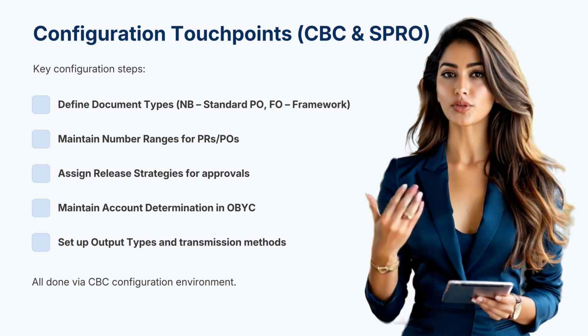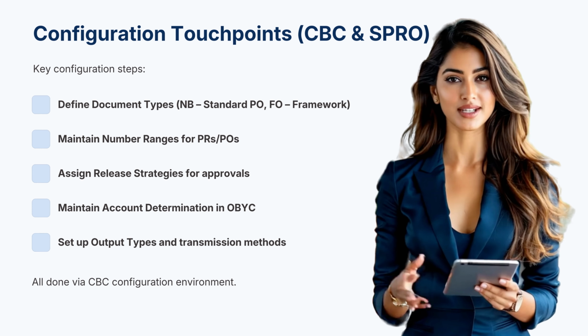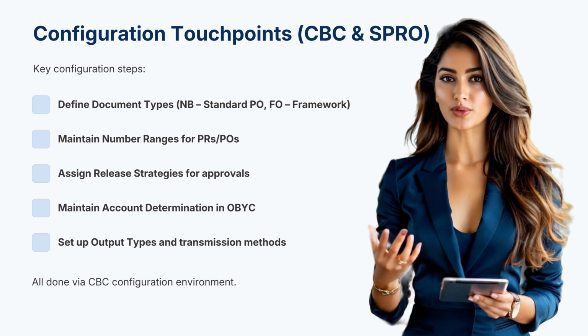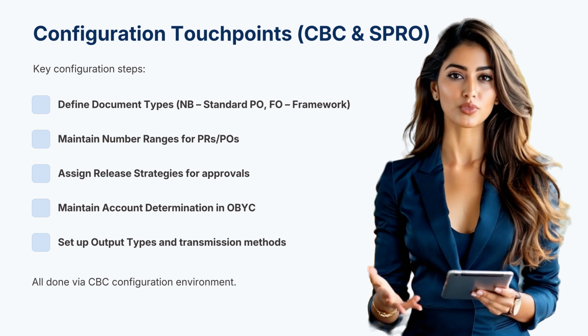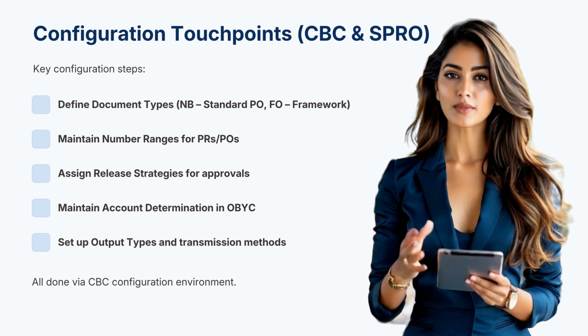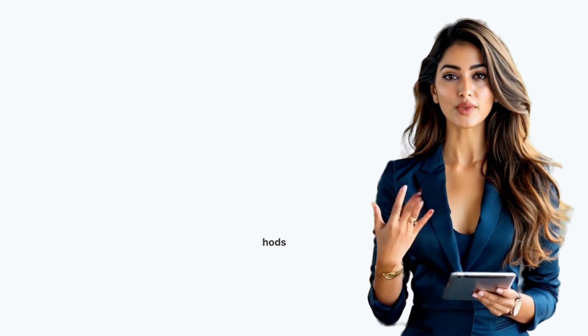Configuration drives procurement automation. In CBC or SPRO, you define PO and PR document types, number ranges, and release strategies. You also configure account determination in OBEC and set up output management. Once activated, these ensure consistency, compliance, and traceability in every procurement transaction.